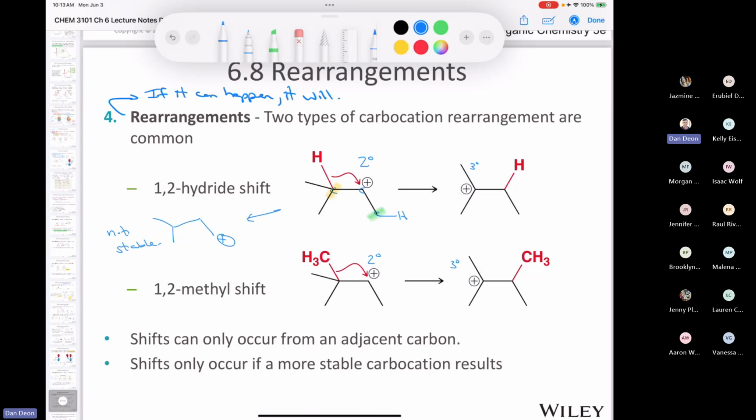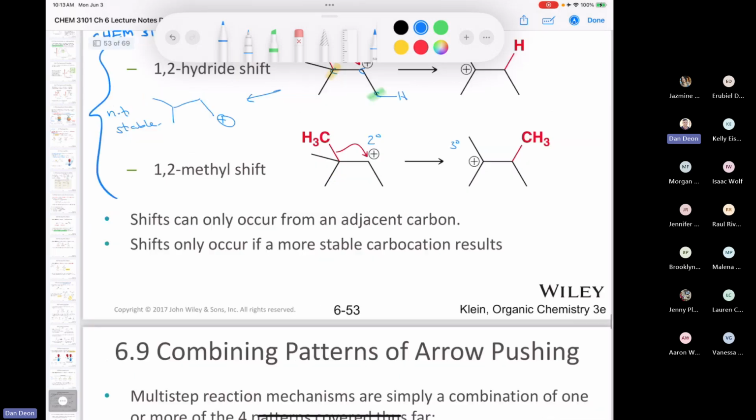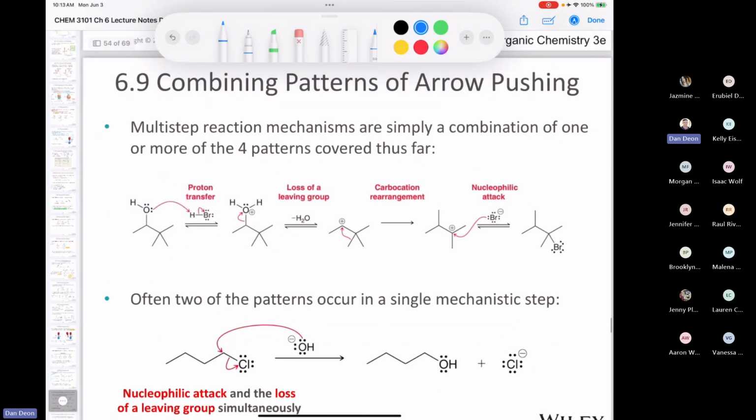So these are the two most common, and these are the ones that you need to know for Chemistry 3101. Are there others? Yes, but they're not relevant for our class. So what you're going to see is in a reaction like this one here, where we go from this alcohol to this alkyl halide, sometimes we have to combine a whole holy host of curved arrows, okay?